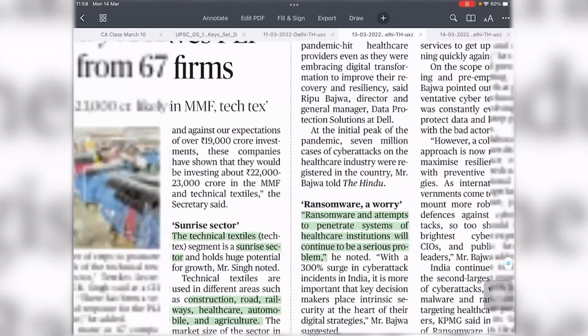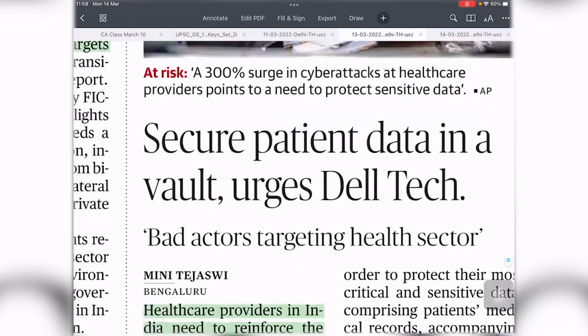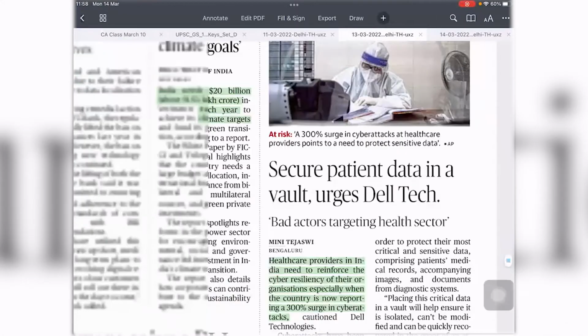Now, what is he talking about? He's saying secure patient data in vault. Okay. Is there any government program for digitization of medical records? Yes, sir. NDHM. What is that? National Digital Health Mission. Is it a part of Digital India? No, sir. It is part of Ayushman Bharat. Okay.